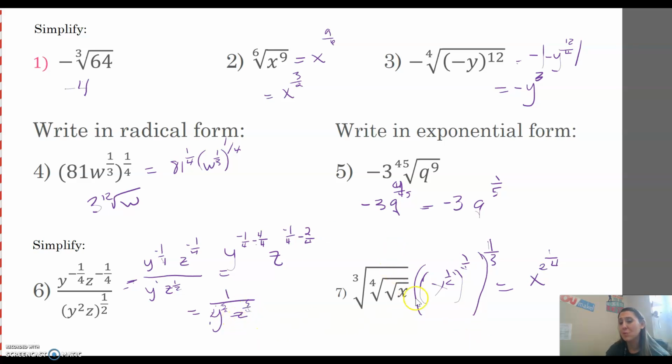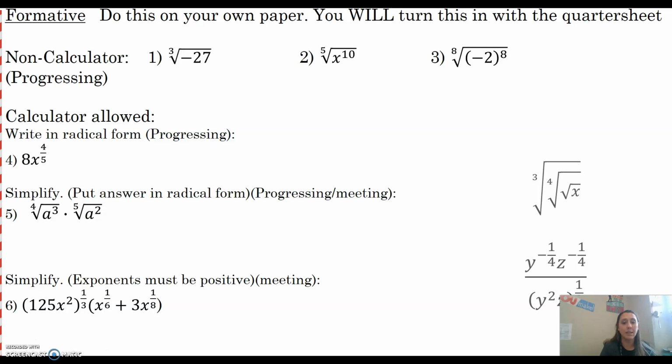Okay, this one I just rewrote on the inside out, so I got x to the 1/2, to the 1/4, to the 1/3, and that's a power to a power to a power, which means 1 times 1 times 1 is 1, 2 times 4 is 8 times 3 is 24, so x to the 1/24. All right. If you have any questions, please let me know. But here is the formative that we did a couple days ago.